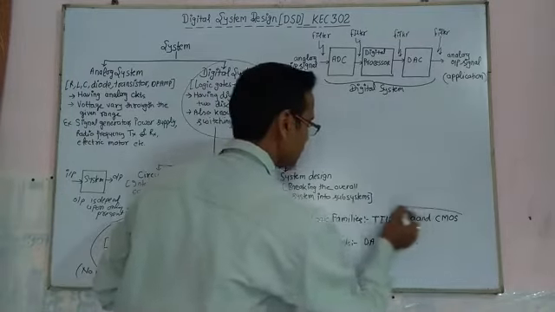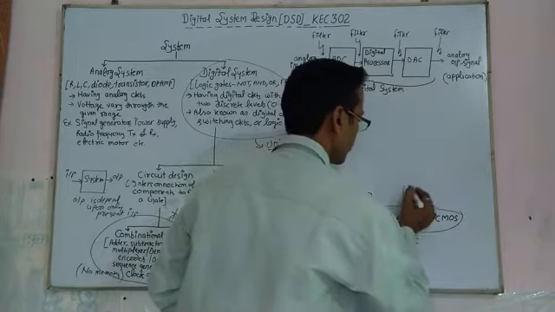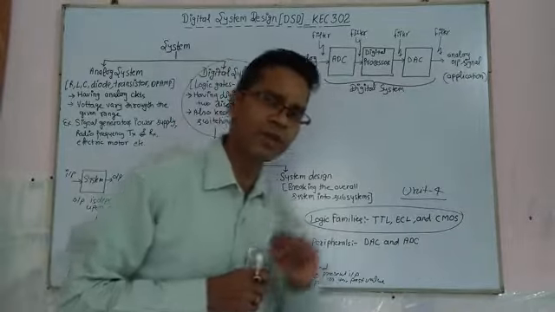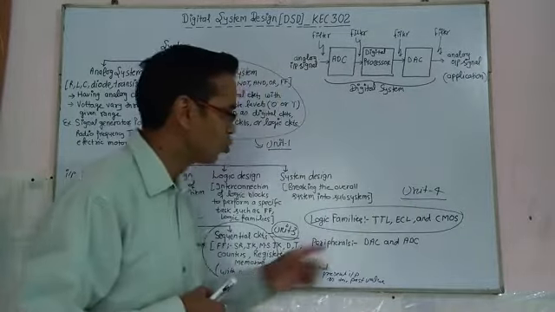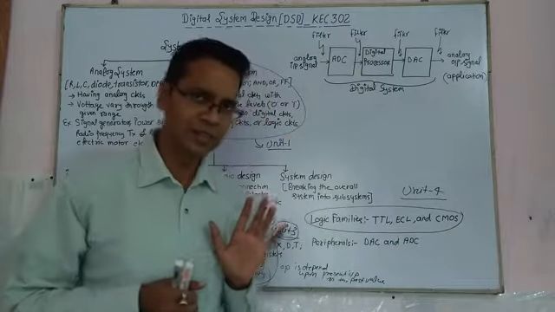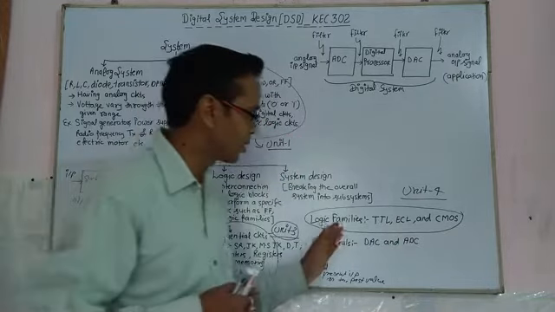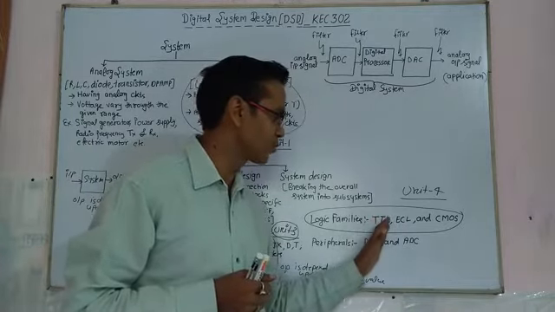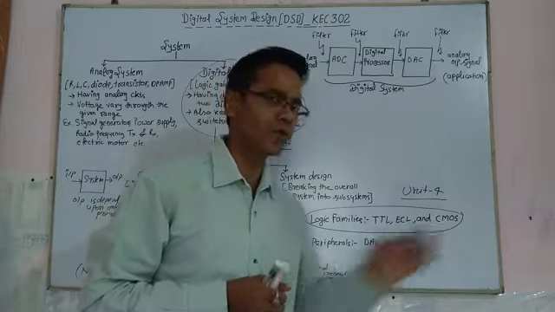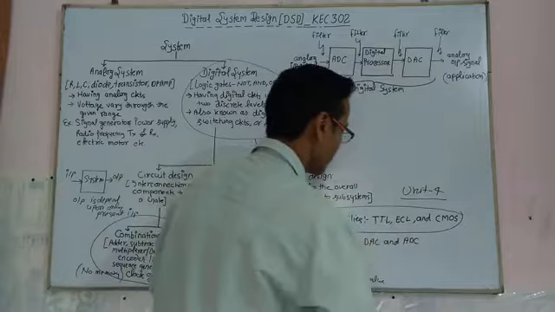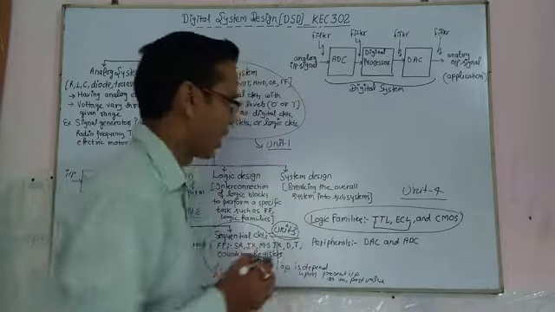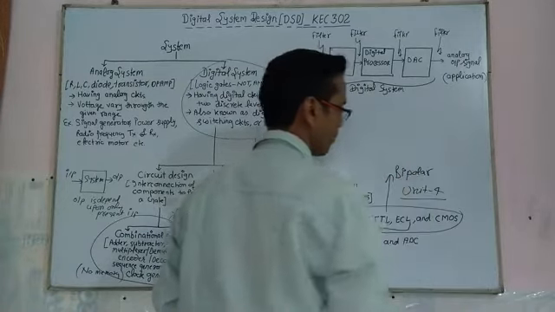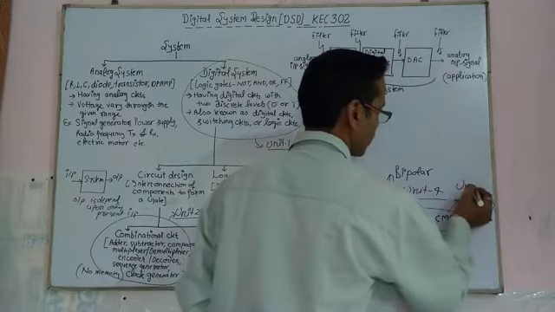This is your unit 4, logic family. Under this unit you will study mainly 3 logic families. There are many logic families, but you will study only 3: TTL, the transistor logic family, ECL and CMOS. The first 2 are bipolar, and the last one is unipolar.